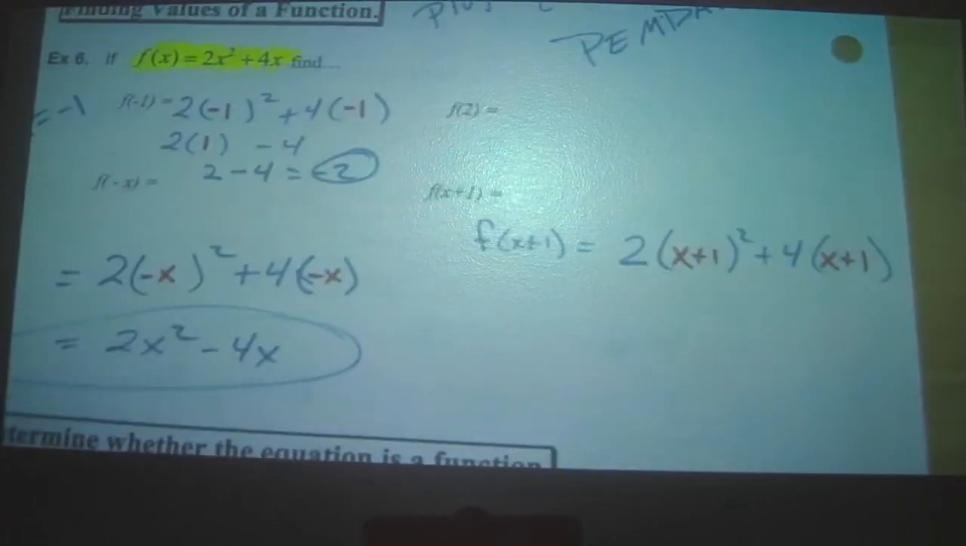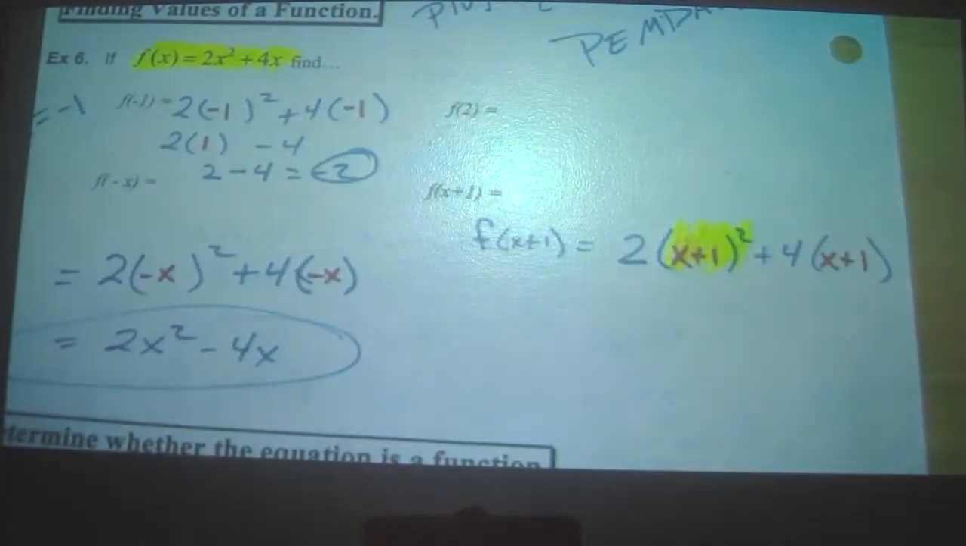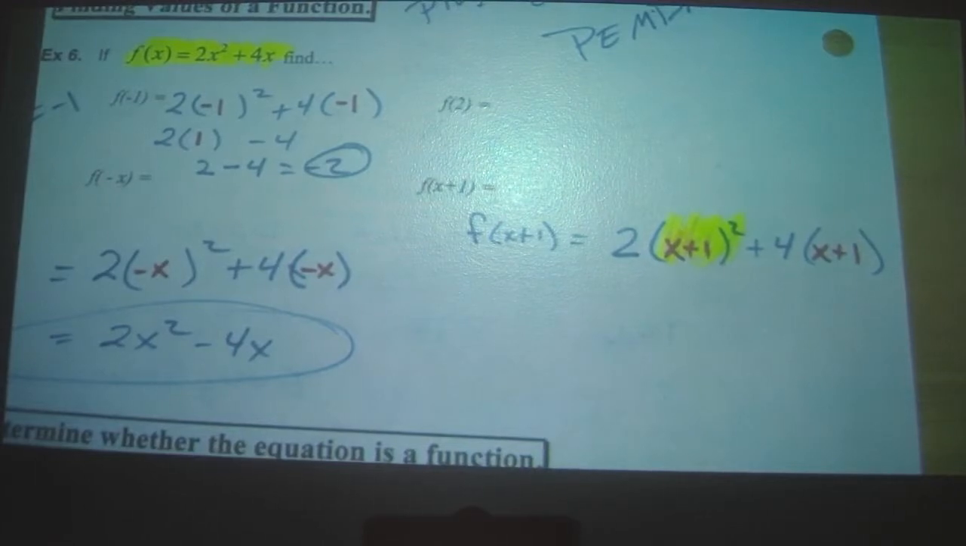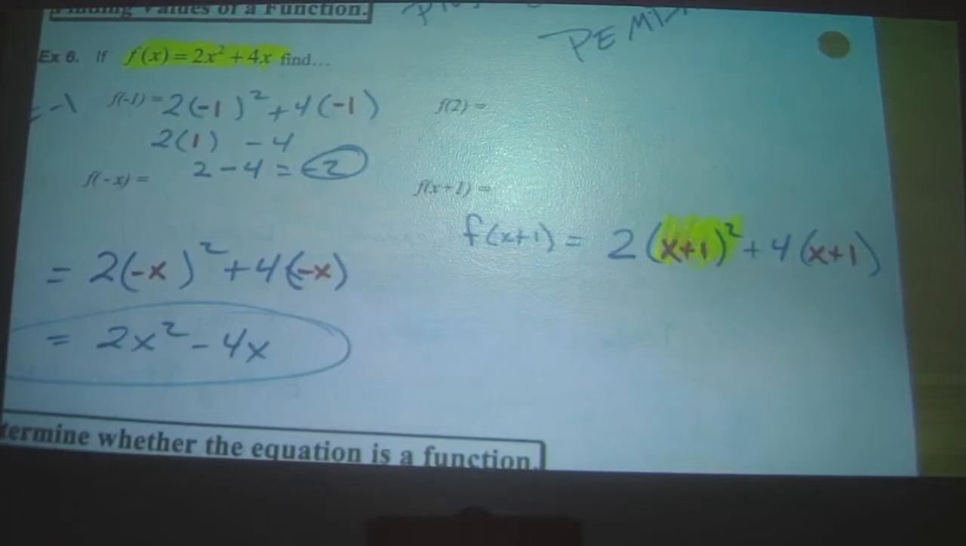All right. You guys say exponents. Well, what do we got to do with this guy? What do we have to do with x plus 1 quantity squared? Who's got it?